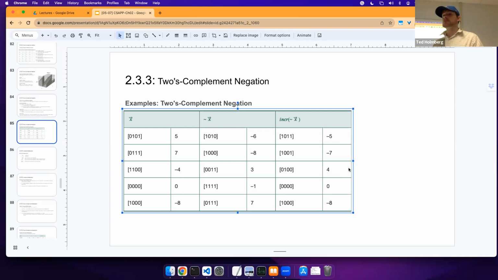I increment it by 1, that gives me the +4 that I'm looking for. If I start with 0, I flip all the bits, all the 0s to 1s, that gives me -1. I increment by 1, that gives me back to 0. And then finally, this is the case where I start with -8, I flip all the bits, add 1, and I get back to -8. So that's the one special case with 2's complement, right?